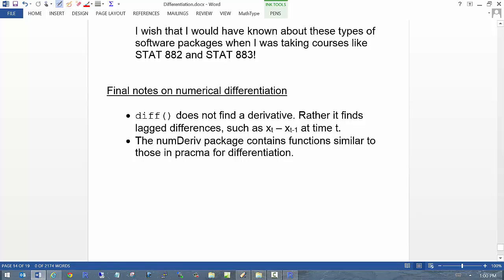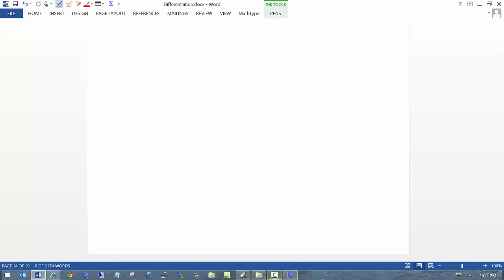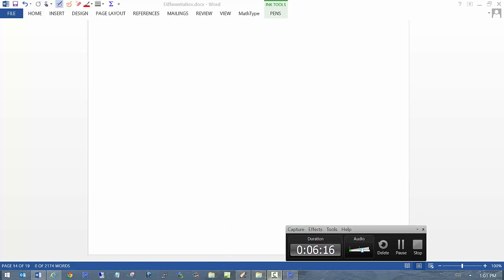So lastly, some final notes on numerical differentiation. The diff function does not find any kind of derivative. It actually finds lag differences. In particular, for those of you who are familiar with time series analysis, you know that x evaluated at time t and x at time t minus 1 is a lag 1 difference. And that's what the diff function does. The numDeriv package contains a lot of functions similar to the ones that we found with pracma, and those can be useful as well. Okay, so that concludes this little lecture on doing numerical derivatives.